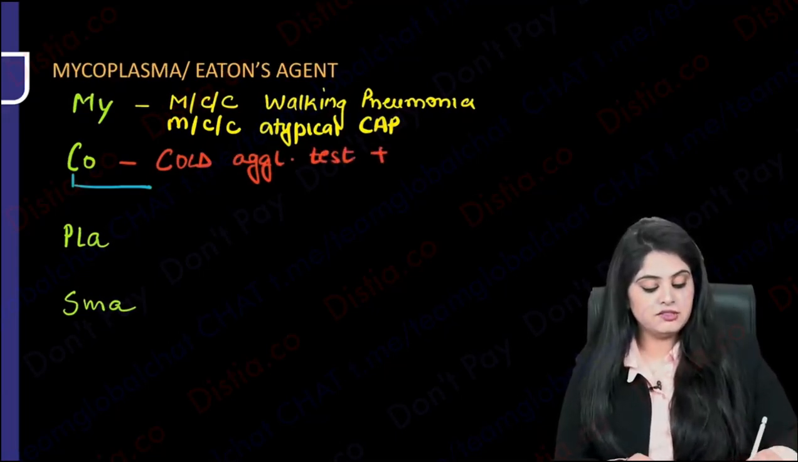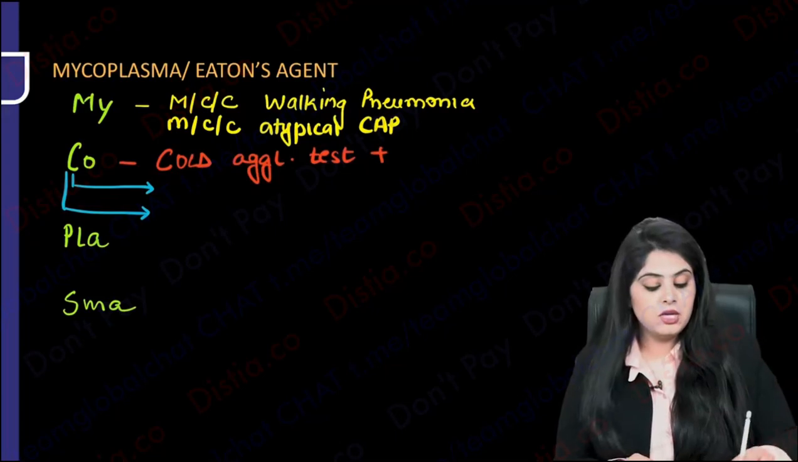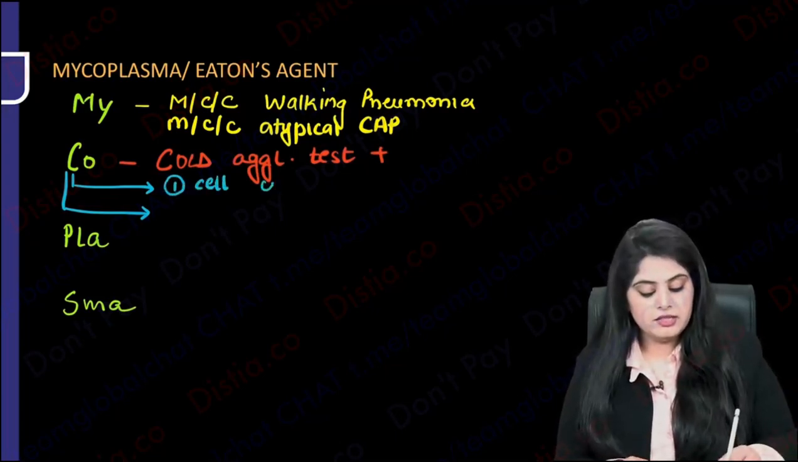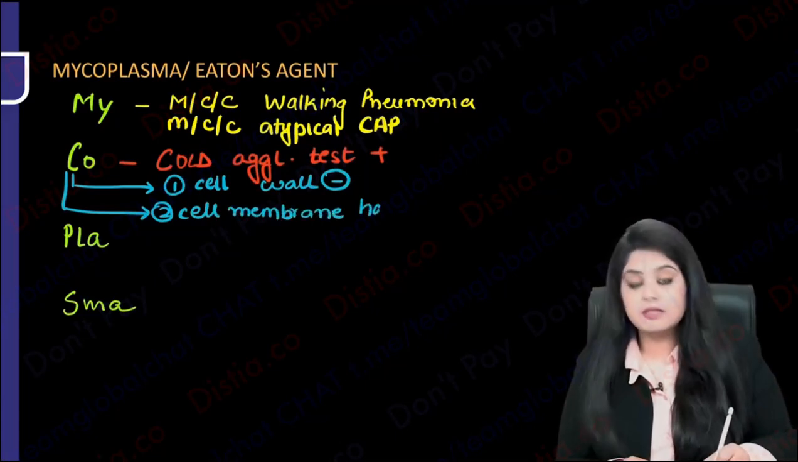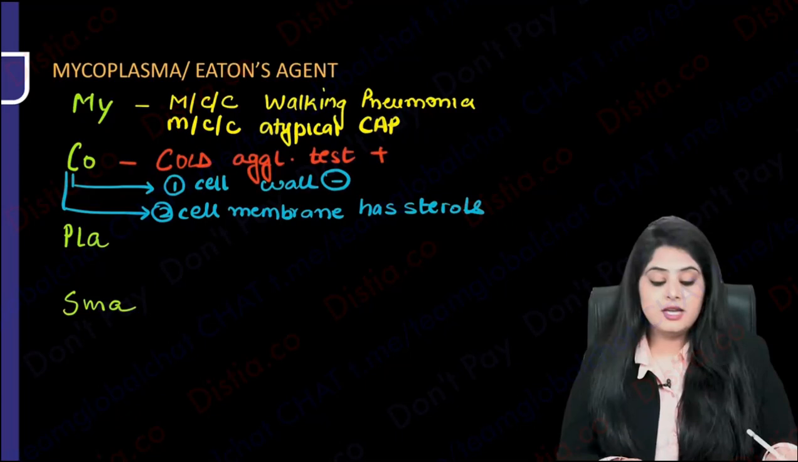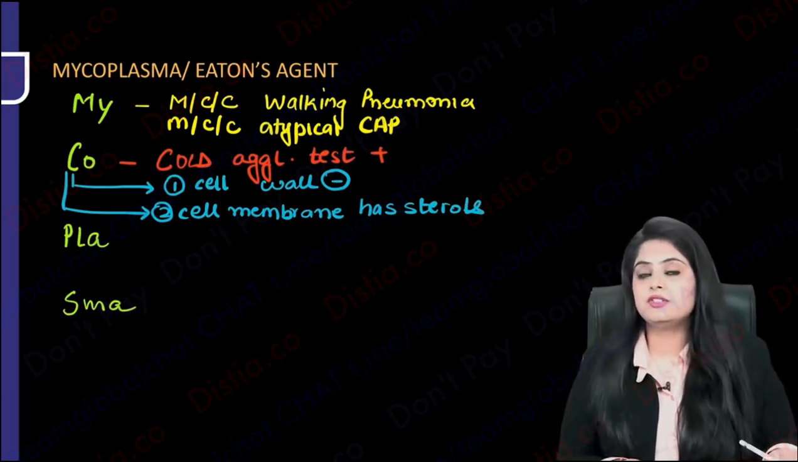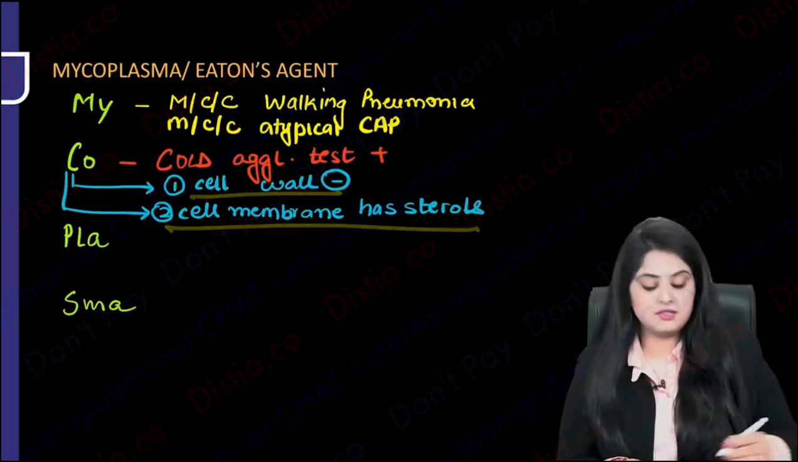Also, please note the C and the C will remind you of something I taught you in the beginning in general micro. Number one, it is going to not have a cell wall, a cell wall deficient form. And number two, is there something in the cell membrane? Yes, the cell membrane has sterols, which other bacteria don't. Remember, I told you, go back to your general microbiology lectures. I've taught you that the cell membrane doesn't have sterols, but here it has sterols. So remember, a cell wall is not there and cell membrane has sterols.